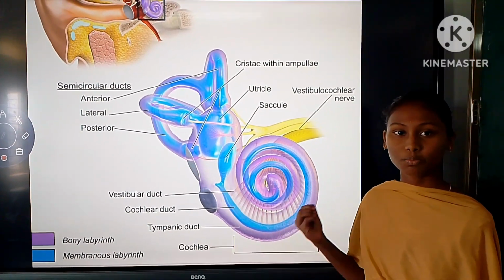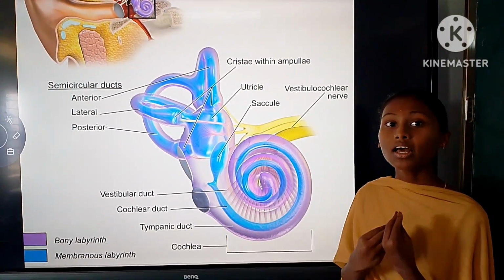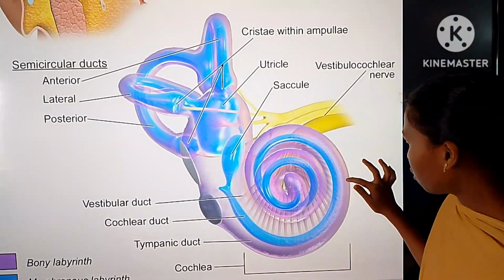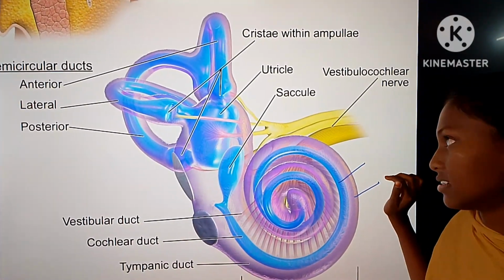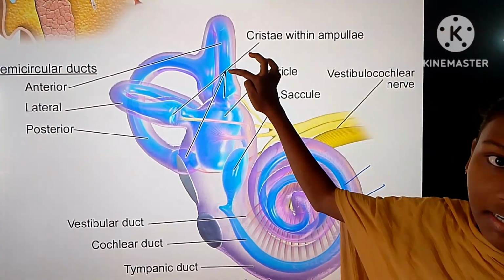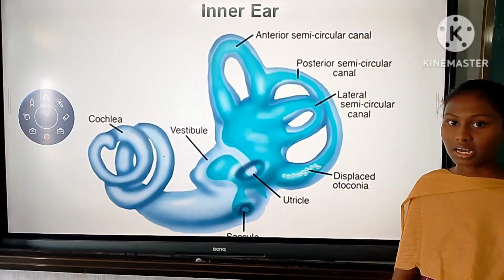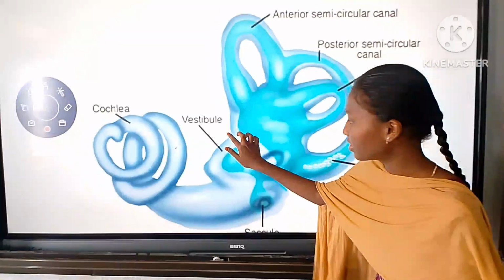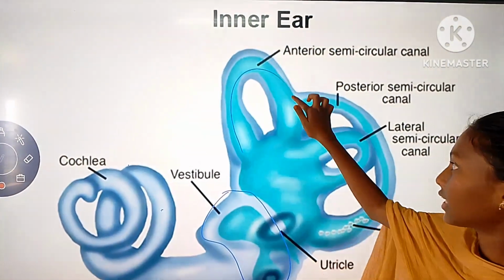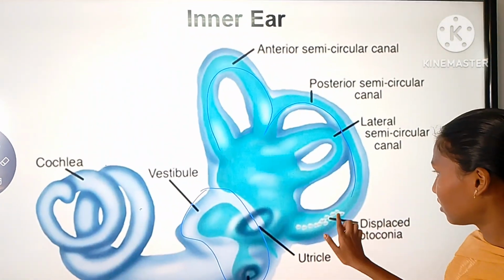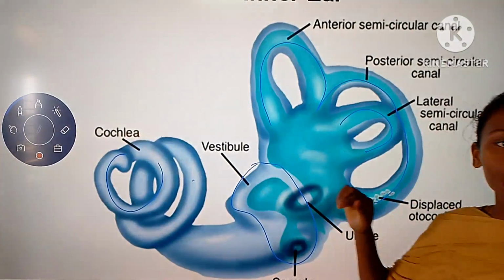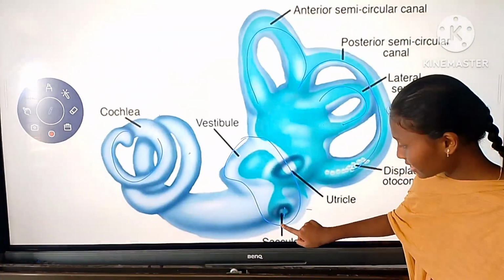The inner ear consists of the bony labyrinth, which encloses the membranous labyrinth. What we observe in the picture: purple is the bony labyrinth, blue is the membranous labyrinth. The bony labyrinth covers the membranous labyrinth. The membranous labyrinth consists of the vestibule. The second one is the semicircular canals, three in number. The third one is the cochlea.